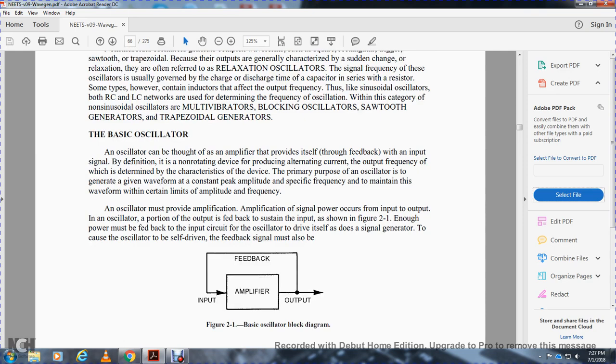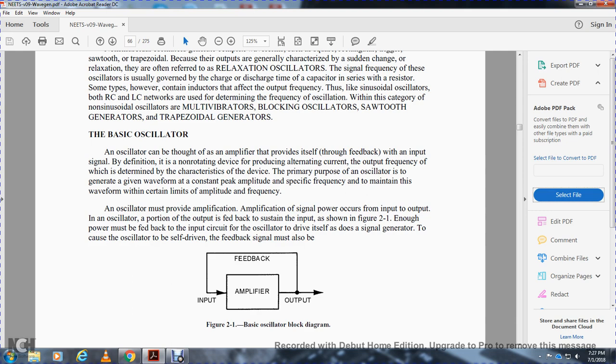Basic oscillators. An oscillator can be thought of as an amplifier that provides itself with a feedback input signal. By definition, it is a non-rotating device producing alternating current with an output frequency determined by the characteristics of the device. The primary purpose of the oscillator is to generate a given waveform with a constant peak amplitude at the same specific frequency, and to maintain this waveform within certain limits of amplitude and frequency. The oscillator must provide amplification.